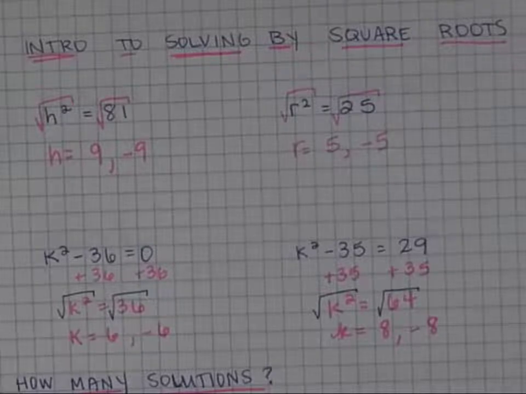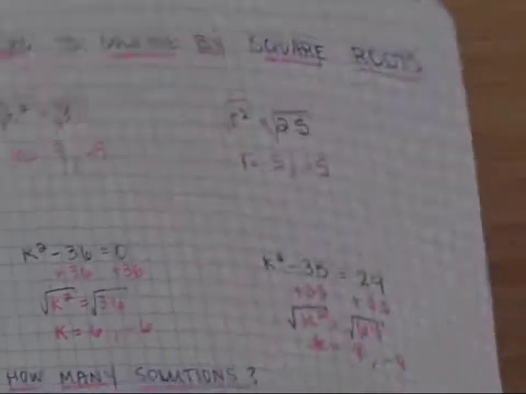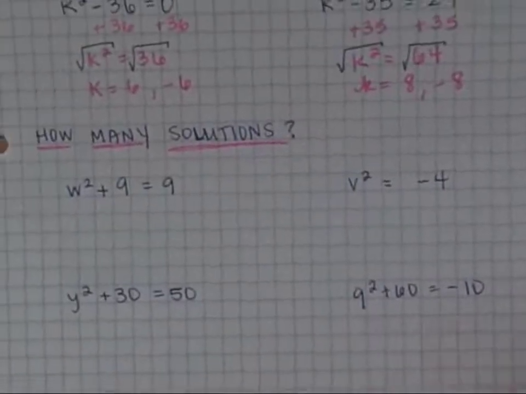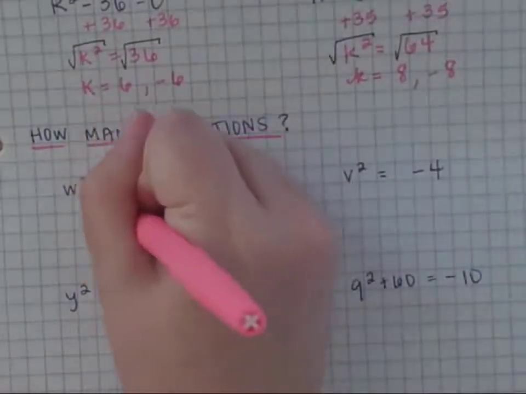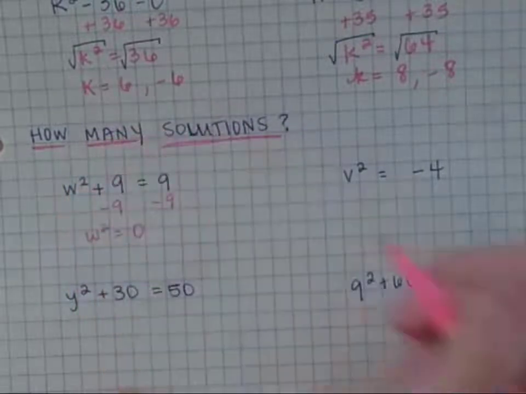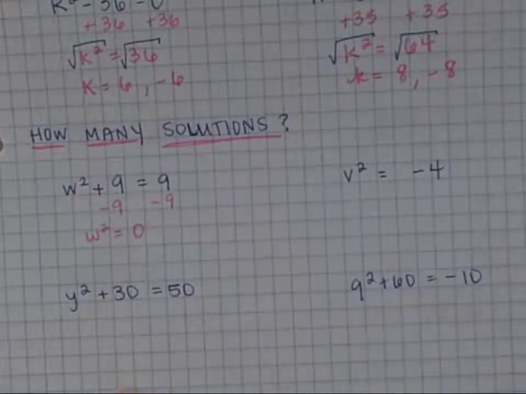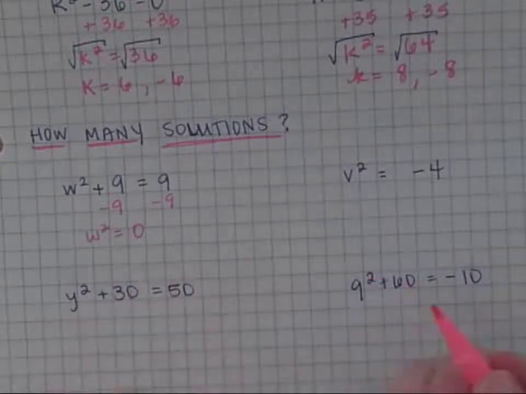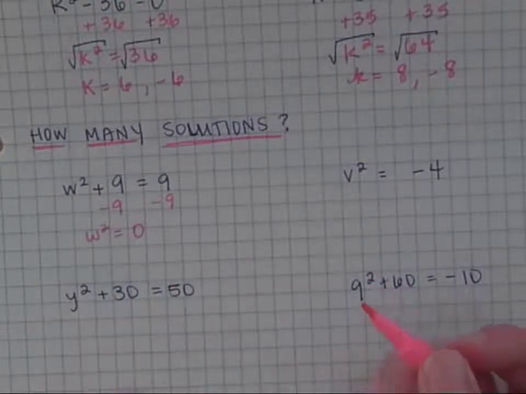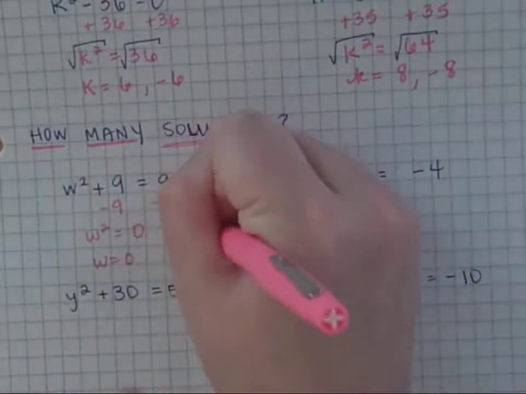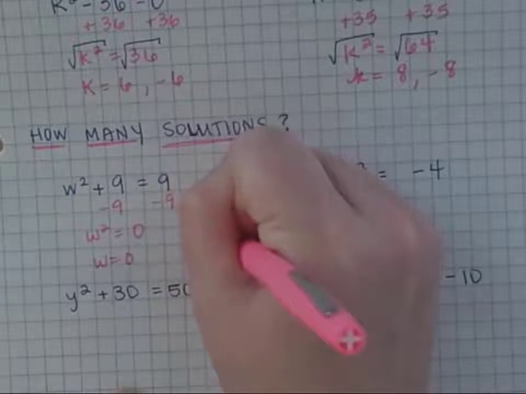Now, not every equation is going to have two solutions, because for instance, if I subtract 9 from both sides, w squared equals 0. Take the square root, well, what number times itself gives you 0? 0. So in this case, there's only one solution.